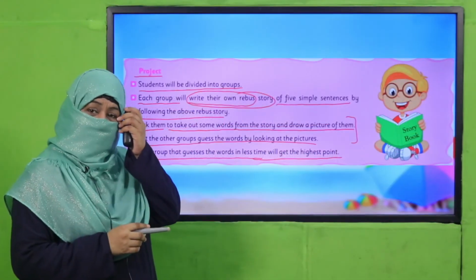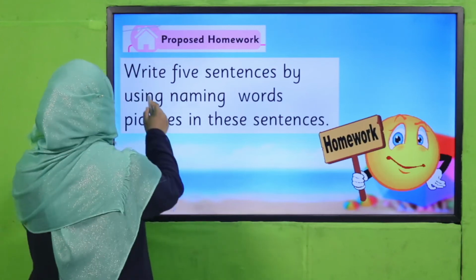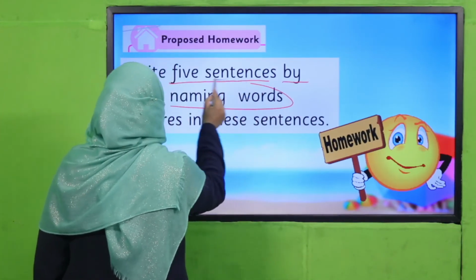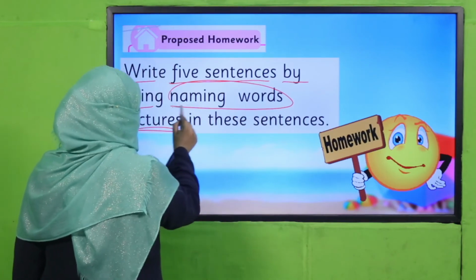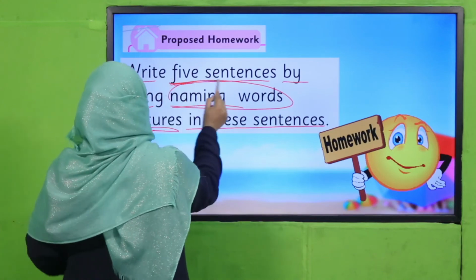Yes, my dear children, are you done with your rebus story? Good job. So it's time for your homework. You will write 5 sentences by using naming word pictures in these sentences. So you are going to create a 5 sentence story.